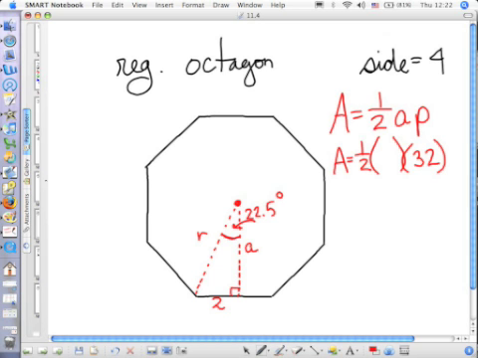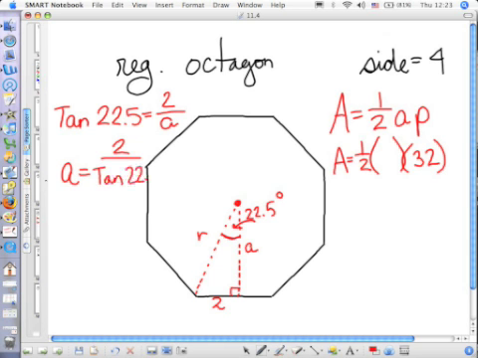How can I find the apothem? By the way, do I need to know the radius? No, I just need the apothem. That's the tangent. I'm going to use my tangent function, where the tangent of 22.5 degrees is equal to the opposite divided by the adjacent. All right, well, we talked about this. How do we manipulate it and put this in our calculator? Okay, so we're going to find 2 divided by the tangent of 22.5.